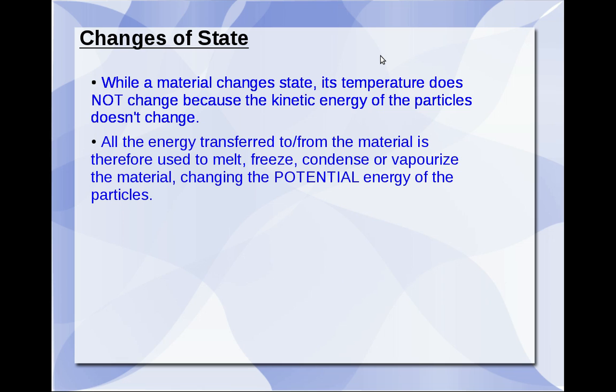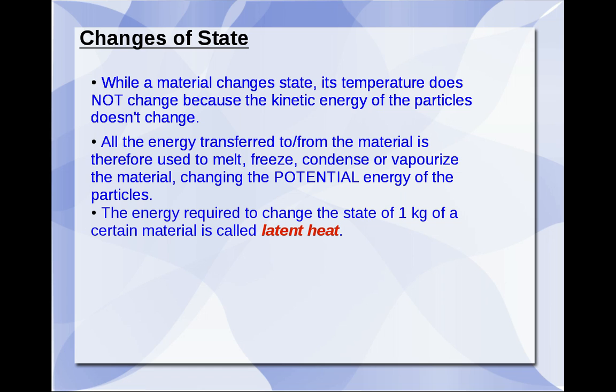So all the energy that's transferred to or from the material is used to melt or freeze, condense, or vaporize the material, changing the potential energy of the particles. Because remember, thermal energy of a material is the total of all the kinetic energy and potential energy of the particles in the material.